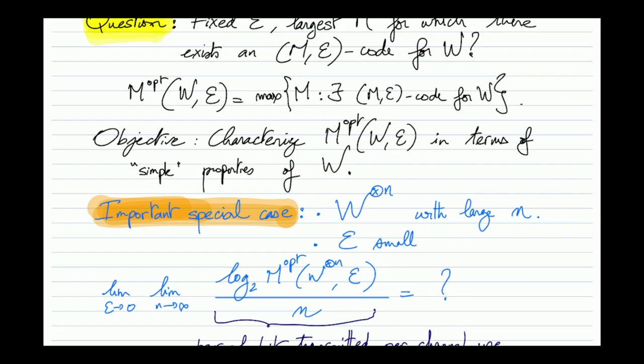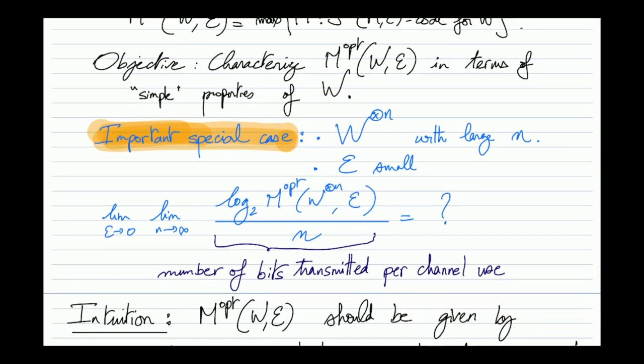Okay, and so the important special case where Shannon formulated his famous theorem that characterizes this trade-off is the following special case. I don't look at a completely general channel, which can have an arbitrary structure. I look at channels of a specific form.